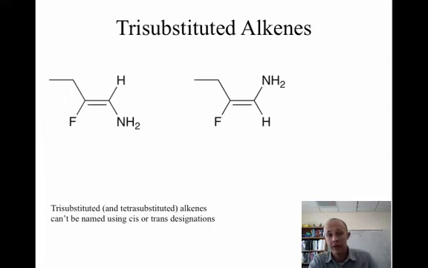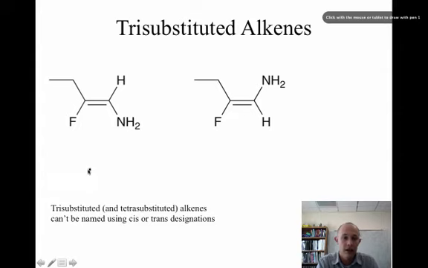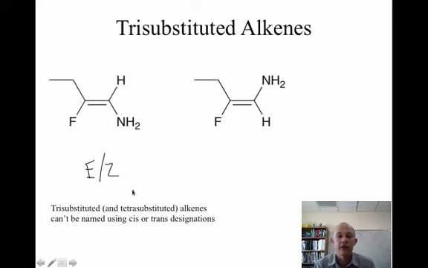But if you have trisubstituted alkenes, we can't use the cis-trans terminology. We need to introduce a new kind of terminology, which we're going to call E and Z nomenclature. So in order to assign an E or a Z designation for these alkenes, you want to use the same rules for assigning priority that you did for R and S configuration.